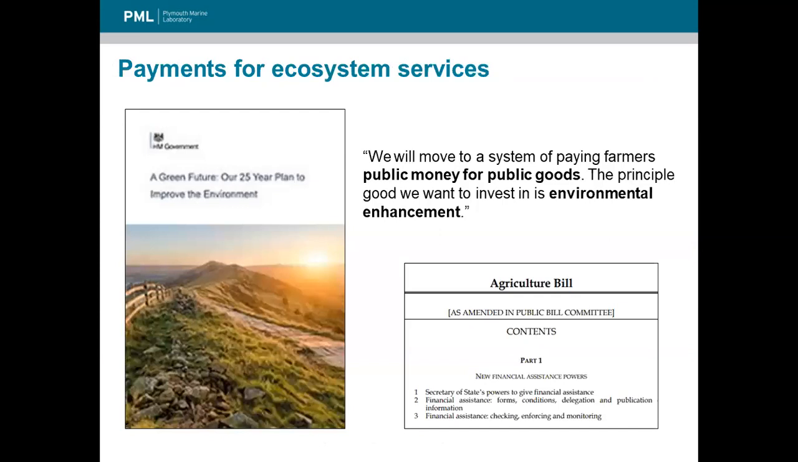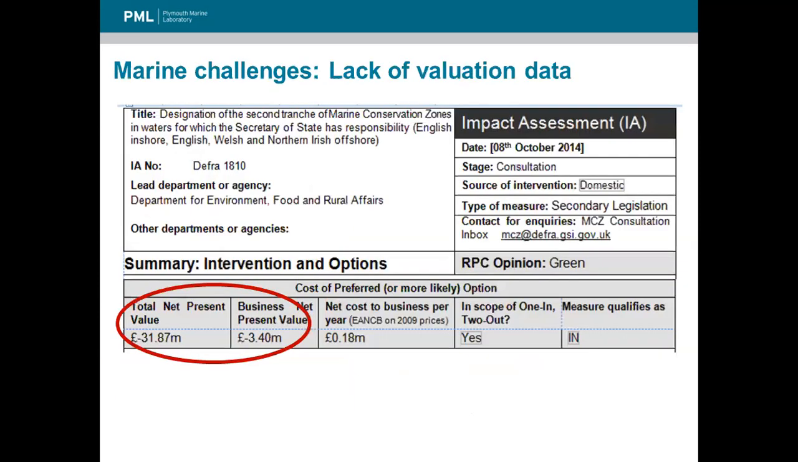And a final use of monetary values is in this idea of payment for ecosystem services. The 25-year environment plan talks about this idea of public money for public goods, and obviously being able to value those public goods, being able to value the ecosystem services, is a way of calculating what the level of subsidy should be.